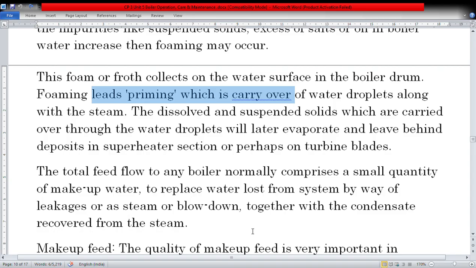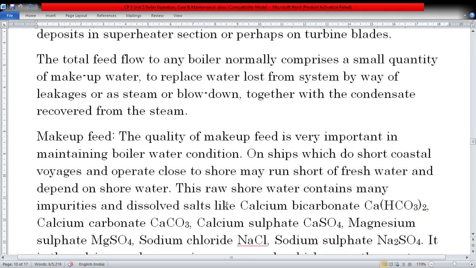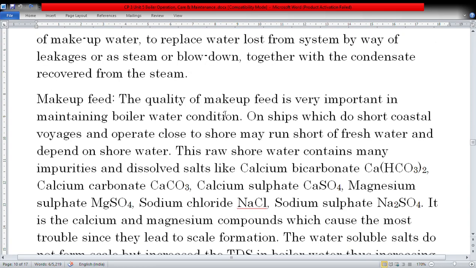So the total feed flow to any boiler normally comprises a small quantity of makeup water to replace water lost from the system by way of leakages or as steam or blowdown, together with the condensate recovered from the steam. So through the condensate there is a makeup line. Through this we are replacing the water which is lost in different situations. Makeup feed: the quality of makeup feed is very important in maintaining boiler water condition.